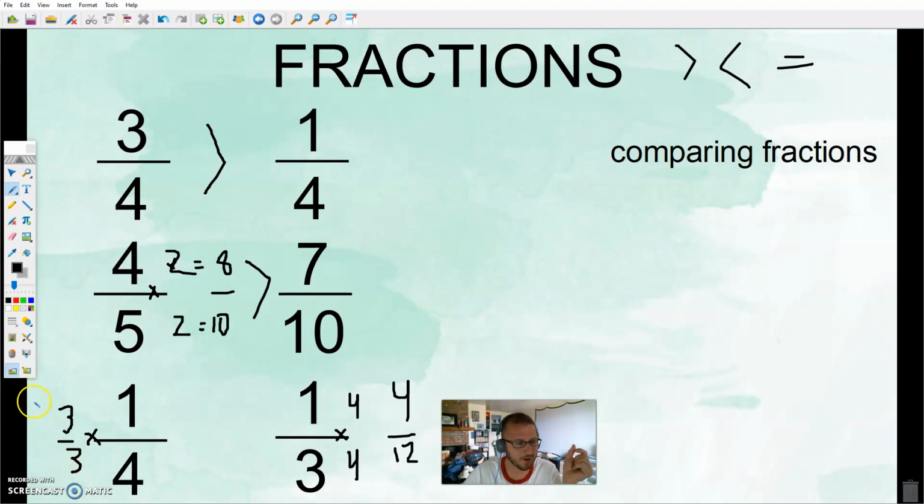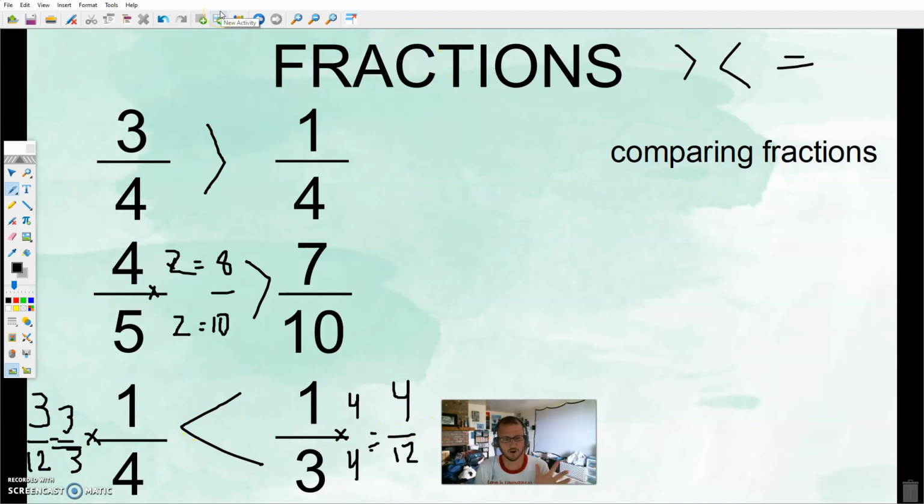That common denominator has to be there for it to be able to be compared. So 1 times 3 is 3, 4 times 3 is 12. So now I have 3/12 and I have 4/12. Well, 4, my top number, is bigger than 3. 4/12 is going to be greater than 3/12, so I want to put the less than symbol. 3/12, or 1/4, is less than 1/3, which is 4/12.